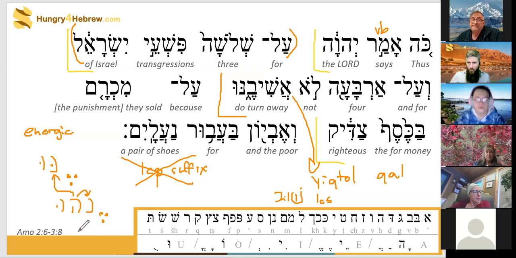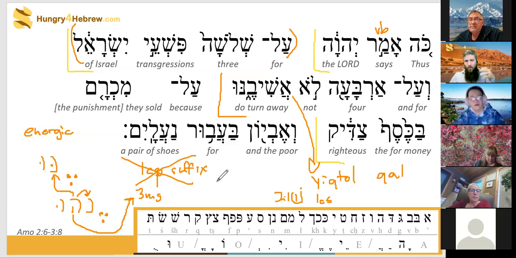So the hu is our object suffix. It is not a 1CP, but rather a third masculine singular. So hu is a third masculine singular: it, him. There is no it in Hebrew, so everything is either a he or a she, and we need to know what it's referring back to.